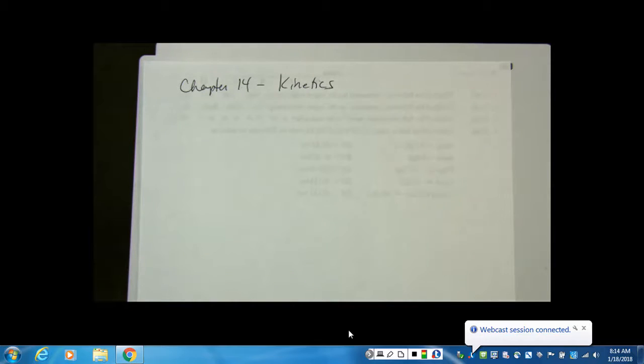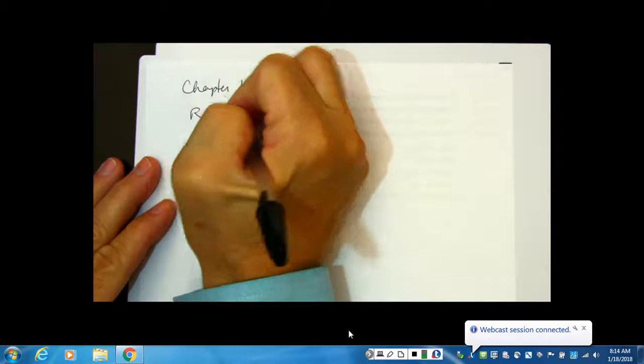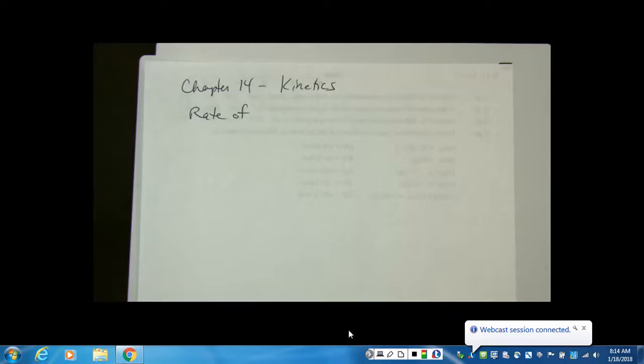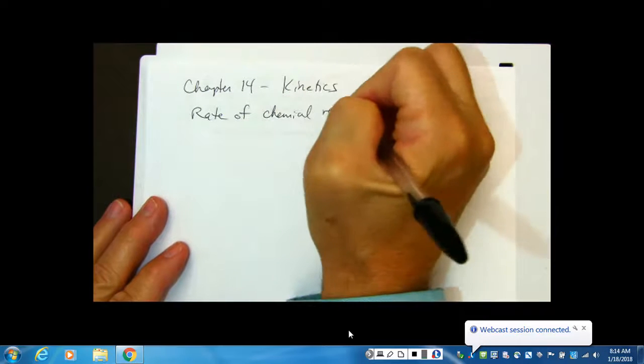Anybody know what kinetics is? Yes. Is it with the rate of change? Yes, in chemistry, what changes? What is the rate that we're looking at? So it is a rate. What's a rate of? Rate of reactions, chemical reactions. Good work.